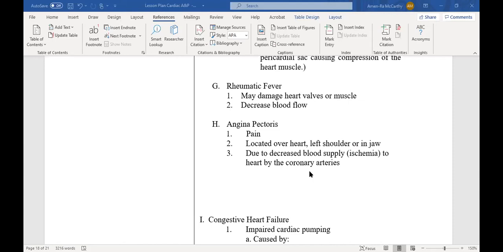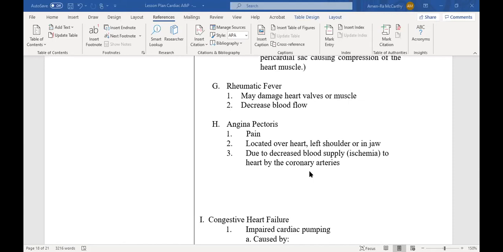And then angina pectoris. We know angina is pain, and pectoris is chest. So chest pain is angina pectoris. Just a big word for chest pain. Okay, it's pain, and that pain is usually located over the heart area. It can be in your left shoulder or in your jaw. Okay, you can be having a heart attack and feel it in your jaw. Thought it was a toothache, but it was actually heart pain.